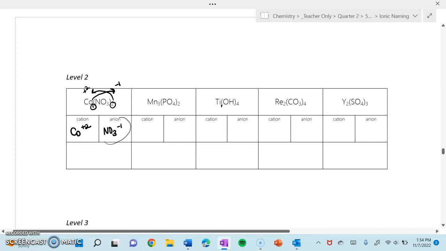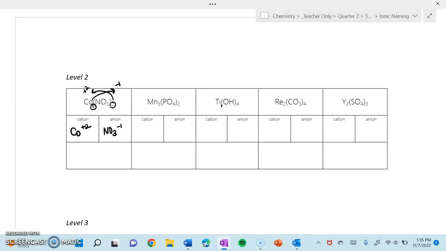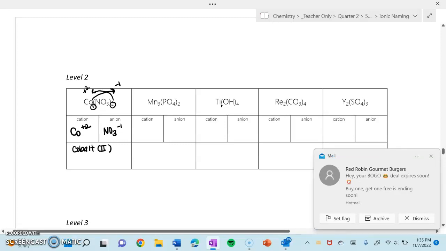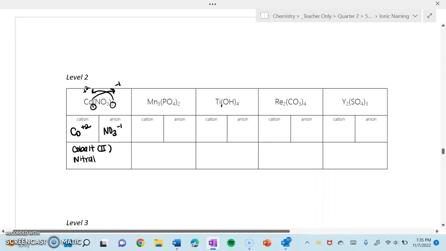And look at that, this is in agreement with the list. This is nitrate, so we can easily write this name: cobalt 2 nitrate.